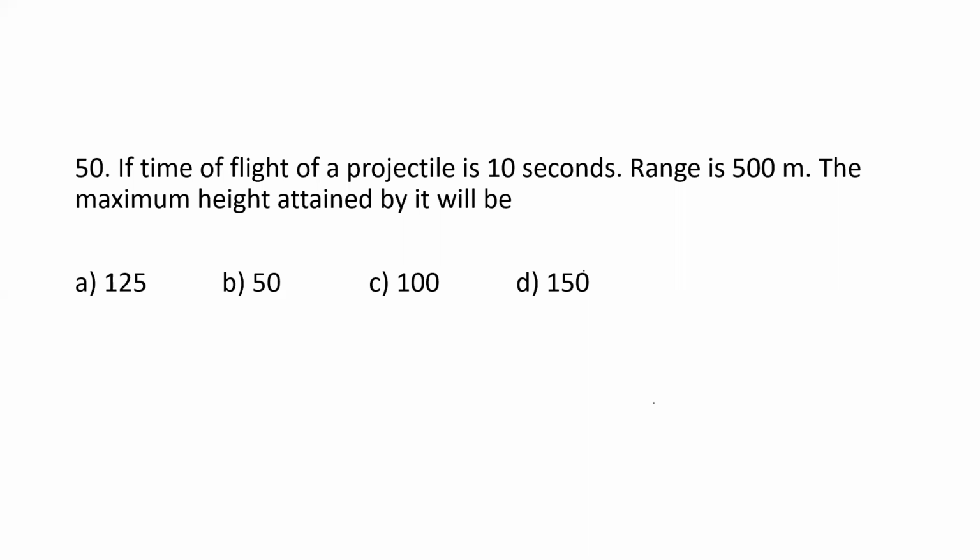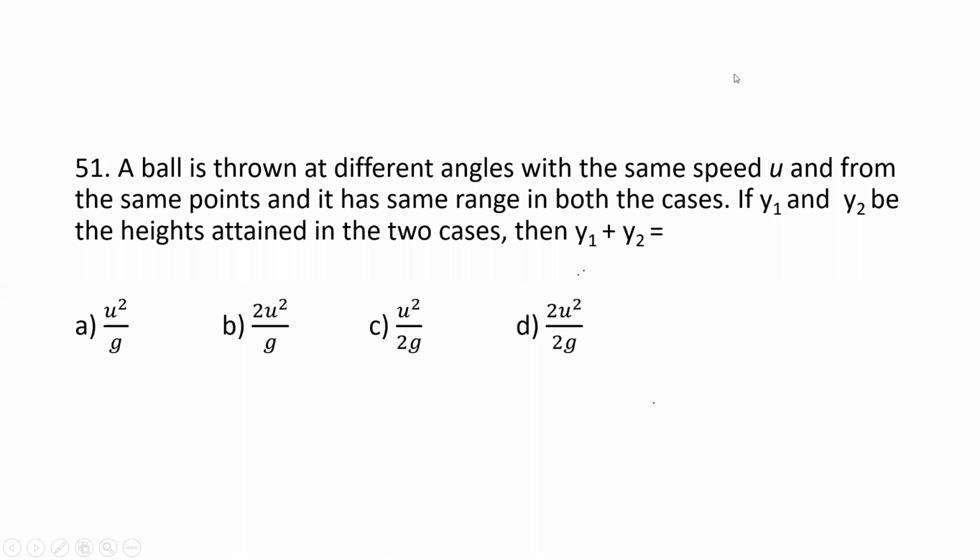Then the next question is, a ball is thrown at different angles with the same speed u and from the same point, and it has the same range in both the cases. Okay, so it has the same speed and it is projected from the same point. It has the same range. If y1 and y2 are the heights attained in the two cases, then y1 plus y2 is given by? So height they have asked, therefore we need to use the formula for height here.